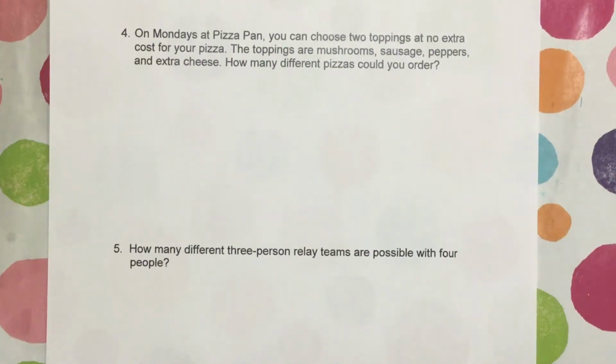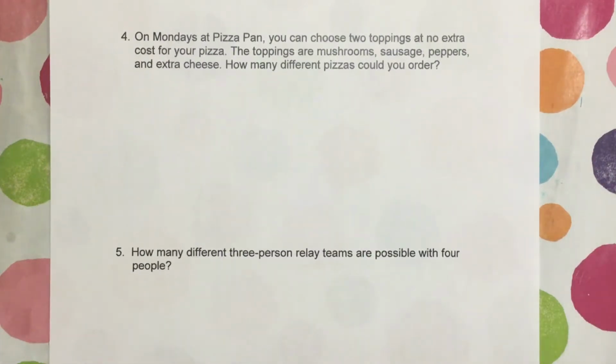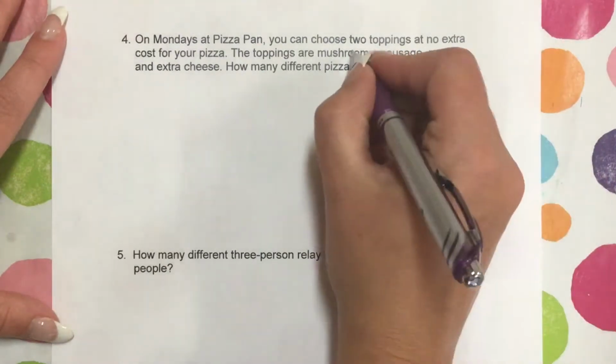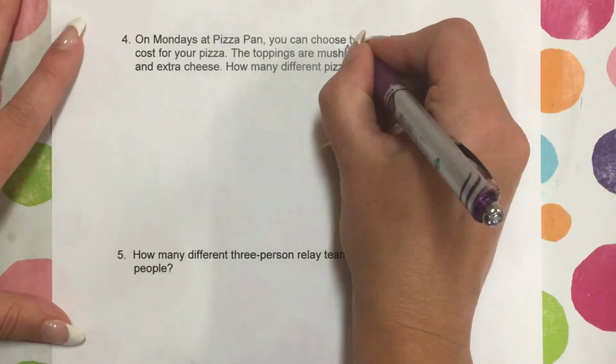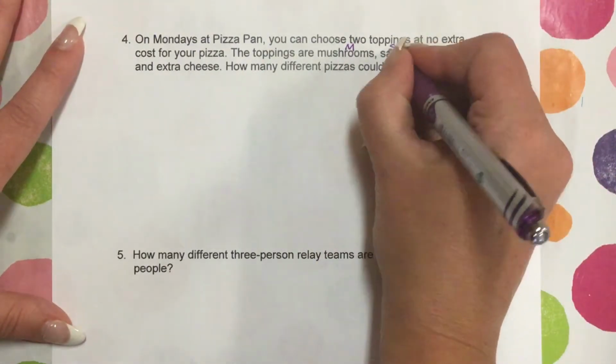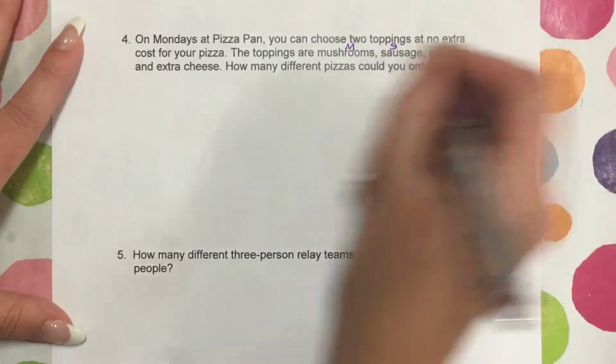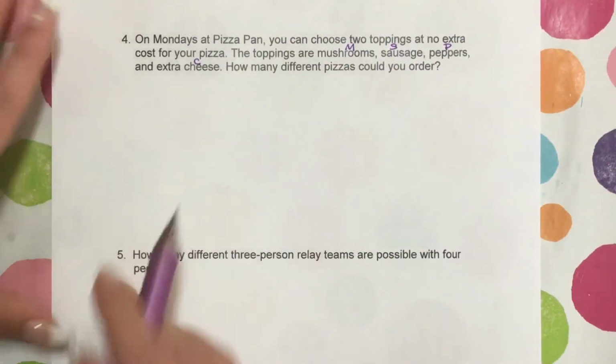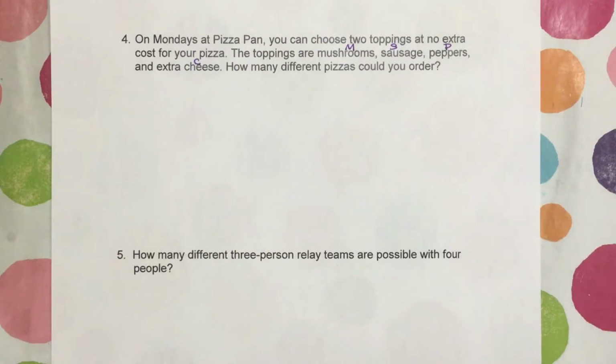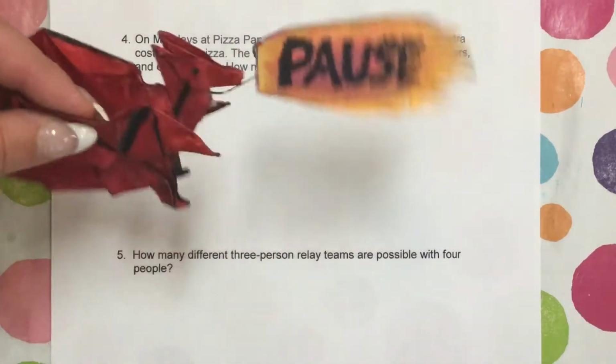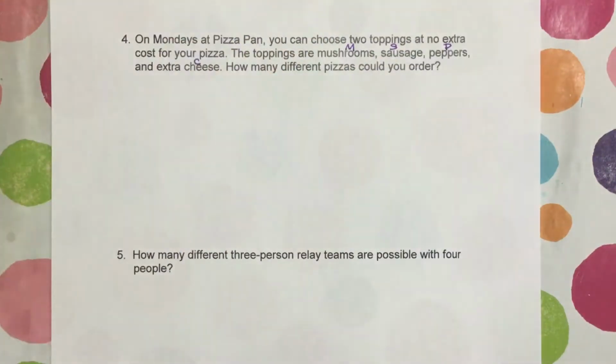So before you get started, I want you to do this on your own, but I want to make sure that we're using the same labels. So M for mushrooms, S for sausage, P for peppers, and C for cheese. Go ahead and get started on problem 4 only. Pause your device. When you get done, press play and we'll talk about it.